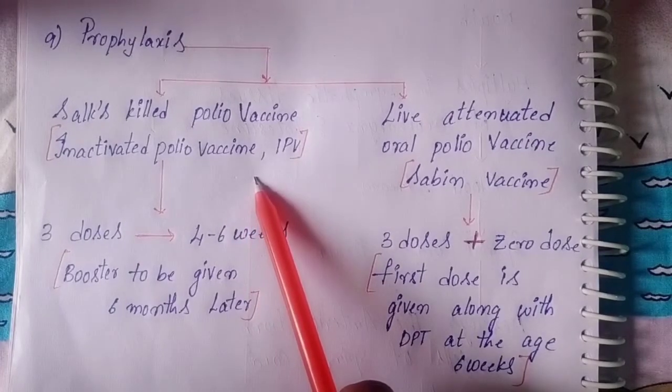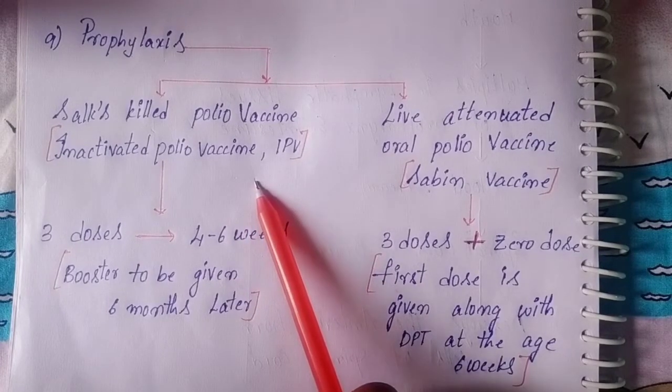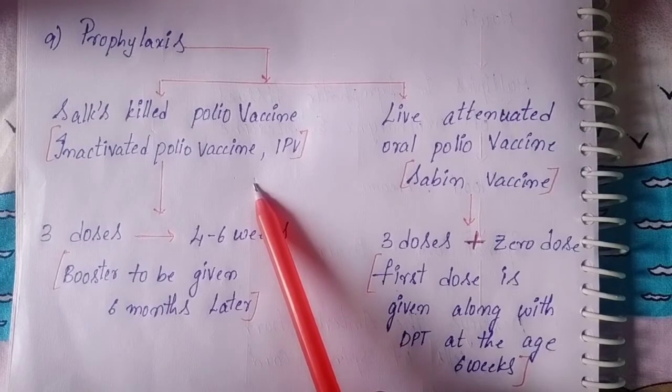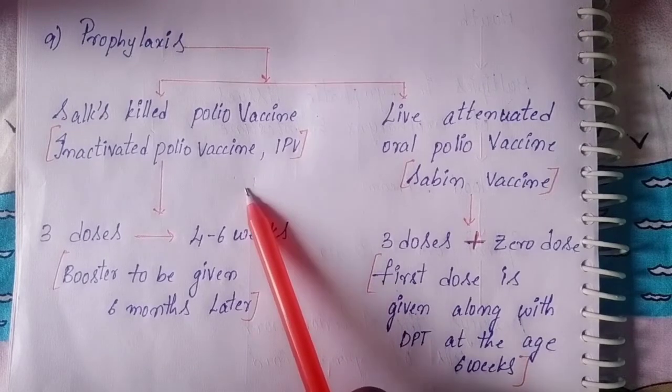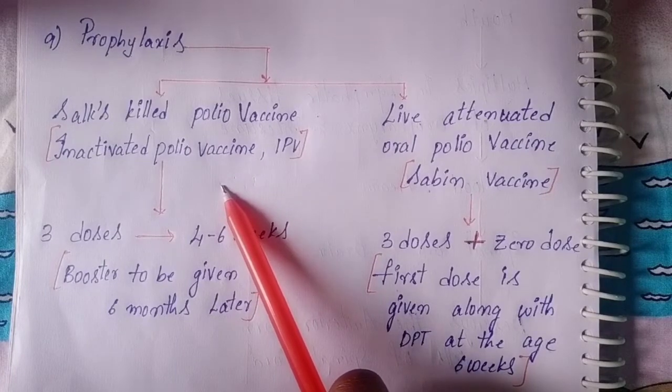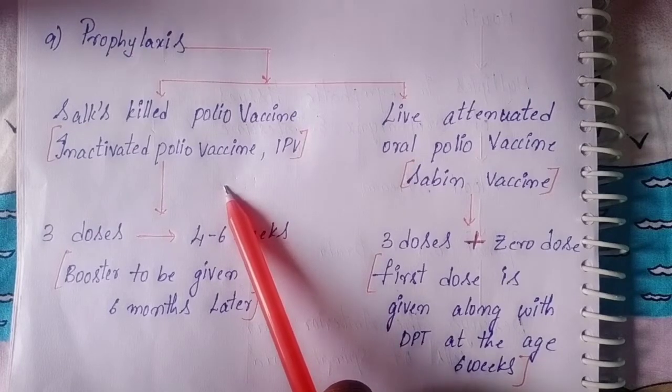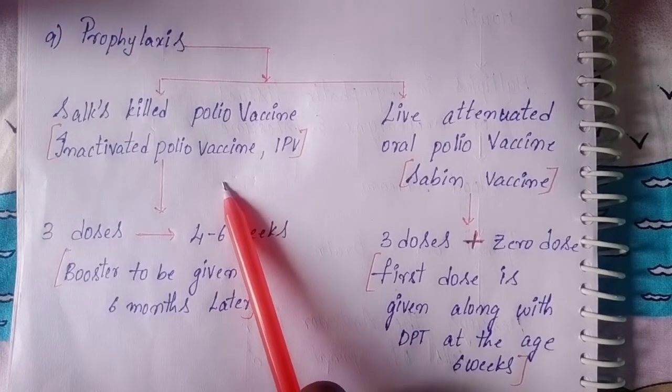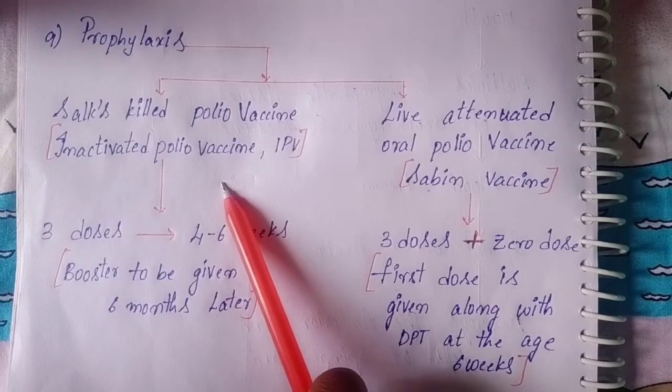Salk's killed polio vaccine. Killed polio vaccine was developed by Salk in 1953. It is a formalin inactivated preparation of the three types of the polioviruses grown in monkey kidney tissue culture. The vaccine is given by deep subcutaneous or intramuscular injection.